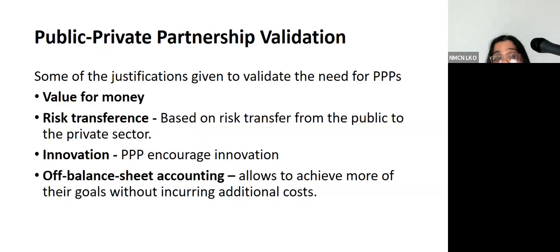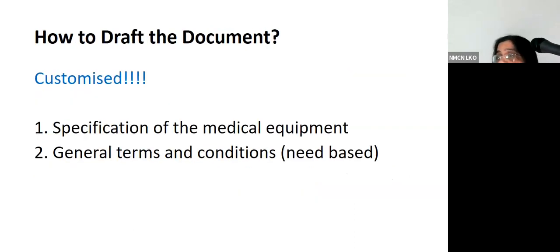About validation, some of the justifications given to validate the need for PPP are value for money, risk transference, innovations to encourage the PPP model, and off-balance sheet accounting. So how to draft the document which favors us, suits us, and benefits us? I customized it as per my departmental requirement.